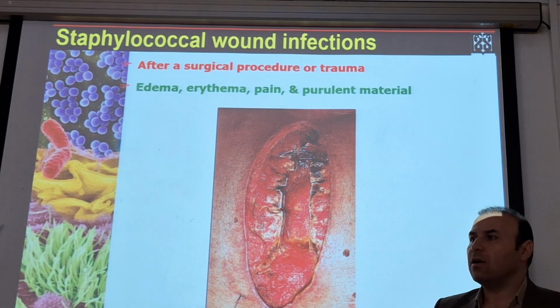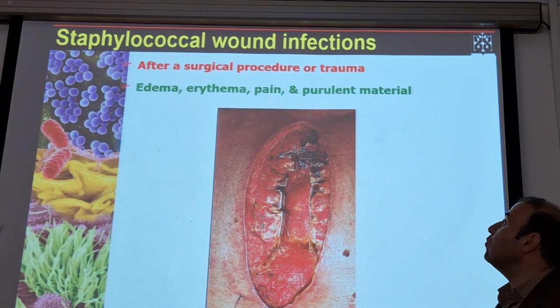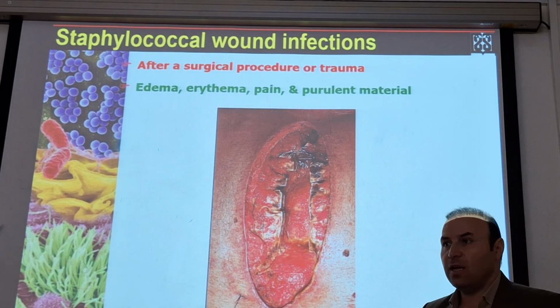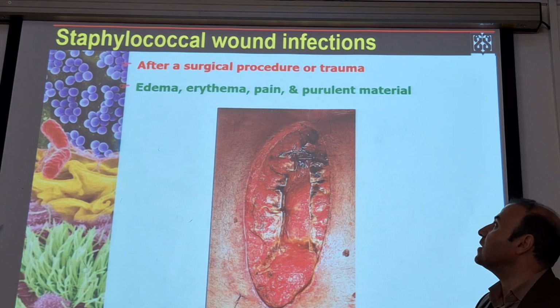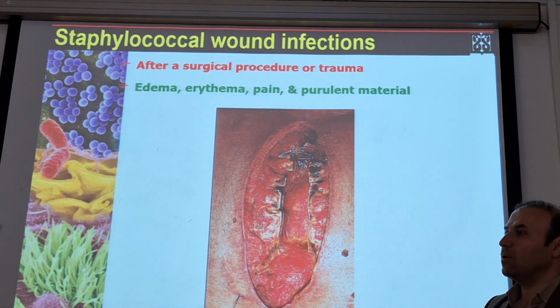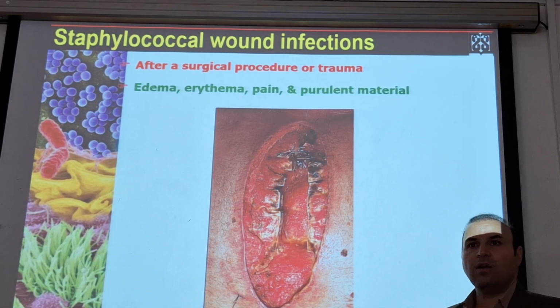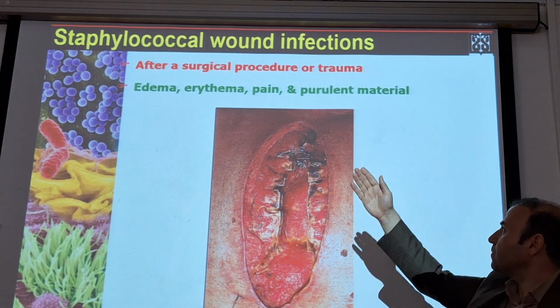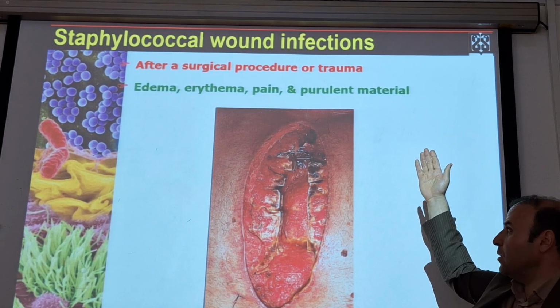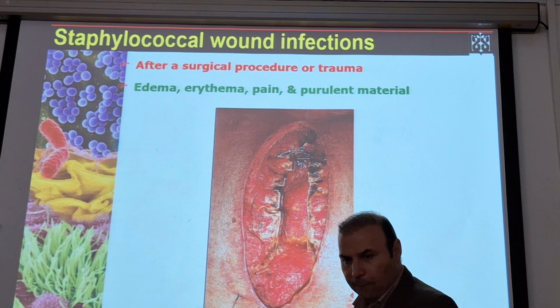Staphylococcus aureus is a common cause of wound infection in patients after surgical procedures or trauma. This disease is characterized by edema, pain, and purulent material.